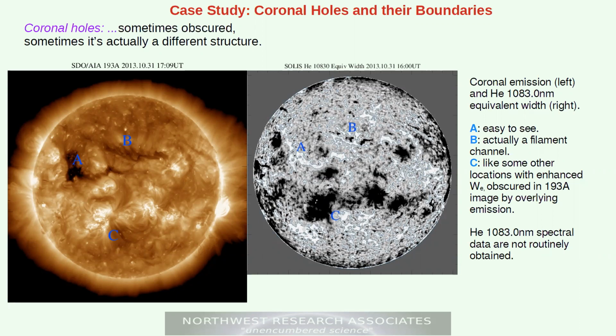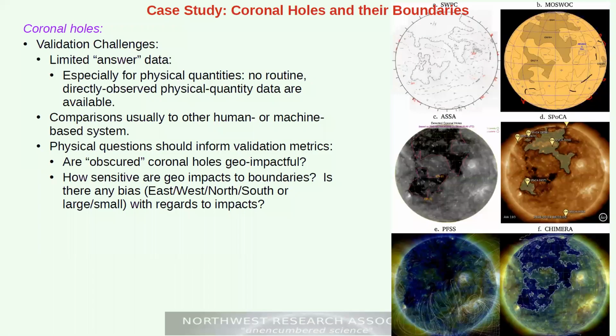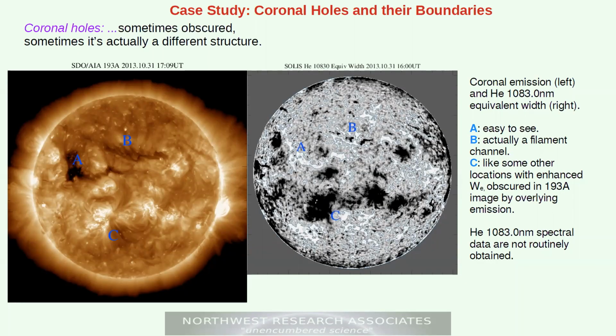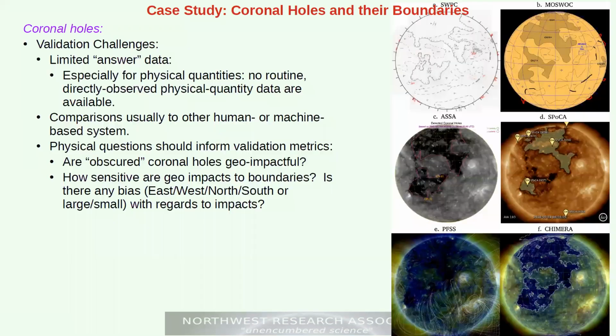And C, there is something there, but it's obscured. So a lot of the automatic or even human eye contouring will not find it. And the other challenge is that wonderful diagnostic, the helium 10830, is these days almost never available. So there we go. Sorry, I don't know what's clicking.